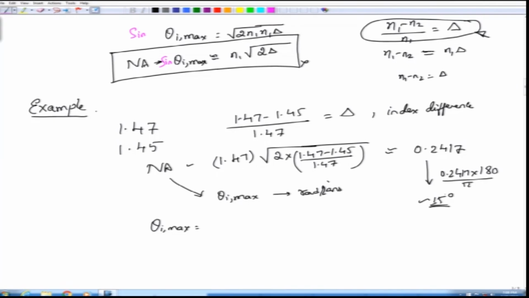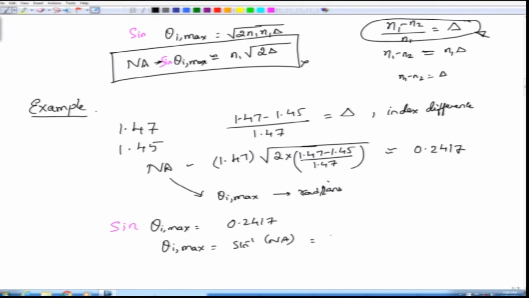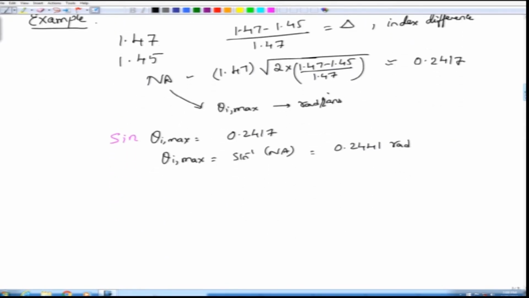Numerical aperture is still 0.2417, but the acceptance angle is basically sin theta I max, which should be equal to the numerical aperture 0.2417. From here you can find out what is theta I max. This is sin inverse of the numerical aperture, sin inverse of 0.2417, and this is roughly 0.2441 radians. Of course, you can convert this radian into degrees by multiplying it by 180 and dividing it by pi, and what you get is roughly 15 degrees.